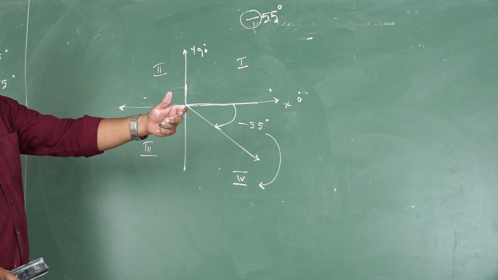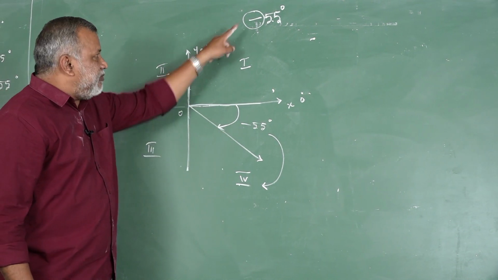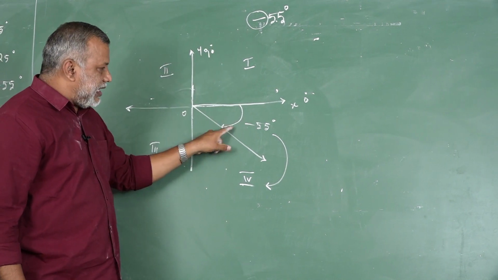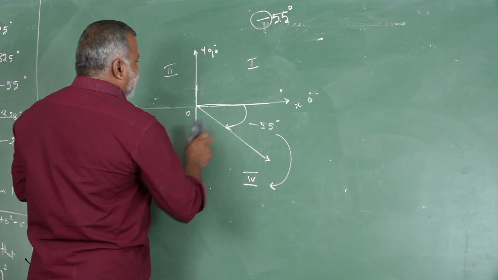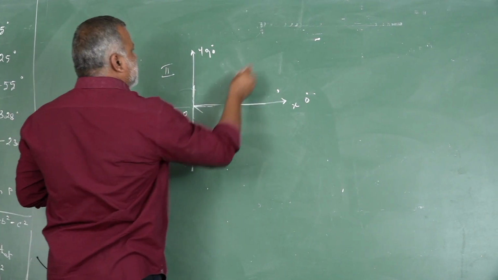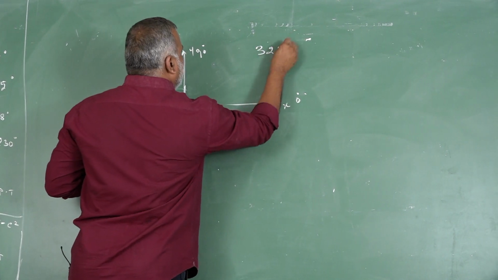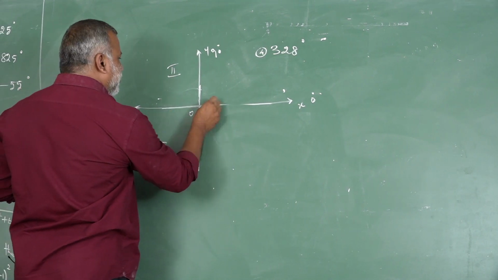The first two sums are positive angles. The third one is a negative angle. If a negative is given, then see this rotation. This rotation is clockwise rotation. Then question number 4, 328 degree. You can refer to your books.